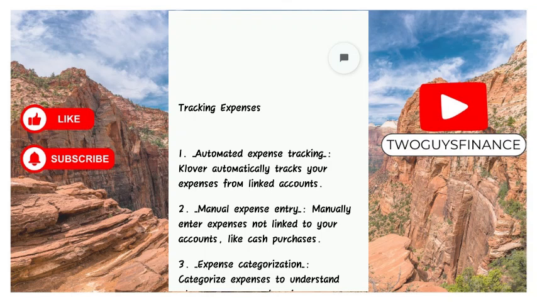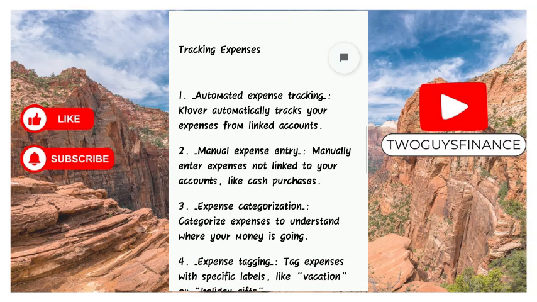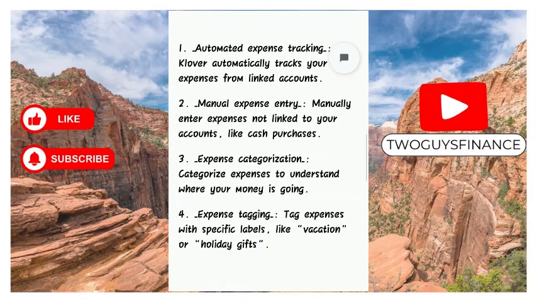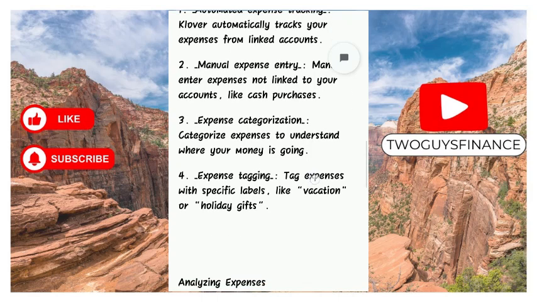such as cash purchases. And there's also expense categorization, and that's where you can categorize expenses to understand where your money is going. So when you see those categorizations, you can know, oh, it's going more into food or transportation or whatever. There's also expense tagging, so that you tag expenses with specific labels like vacations or holiday gifts, and that also helps with the categorization.